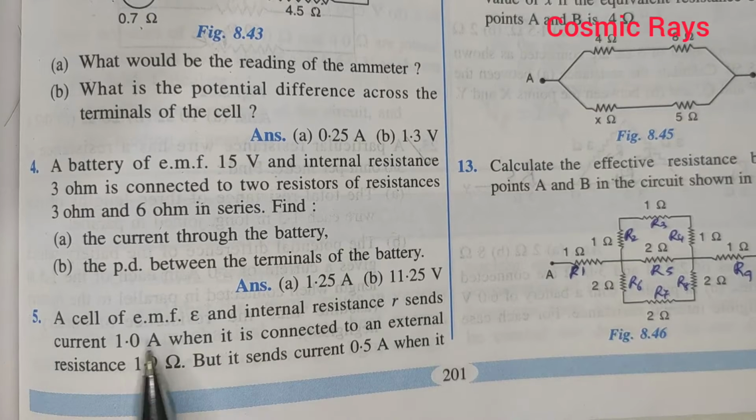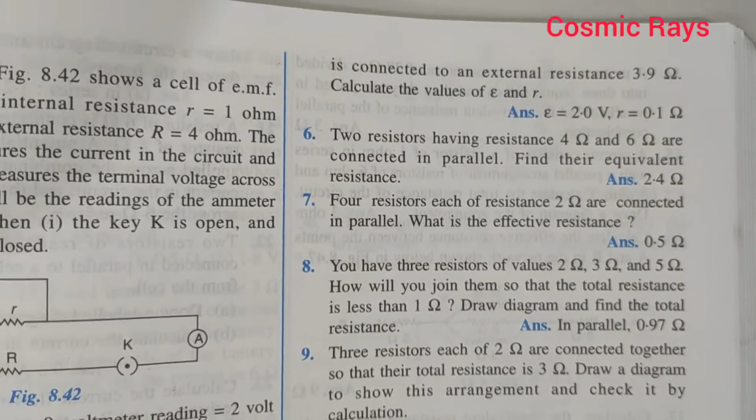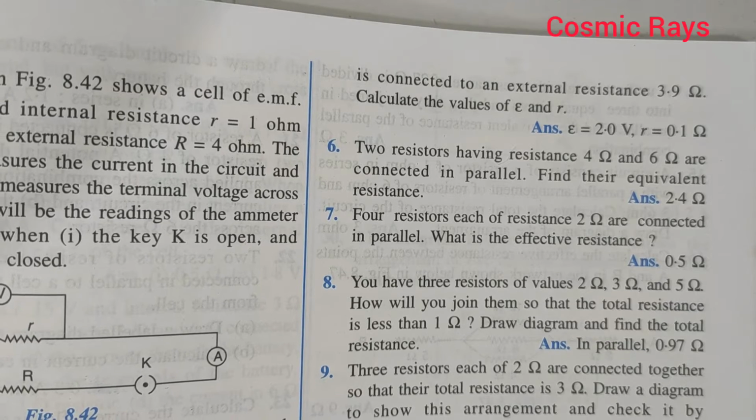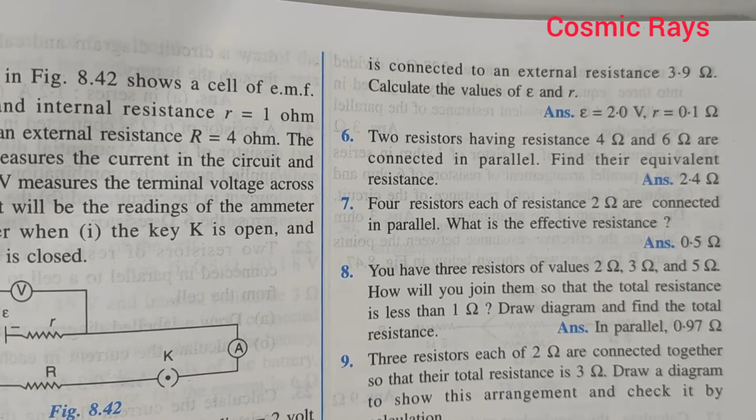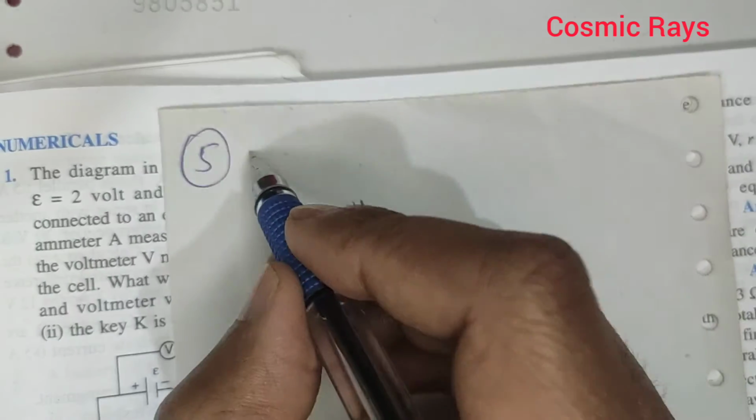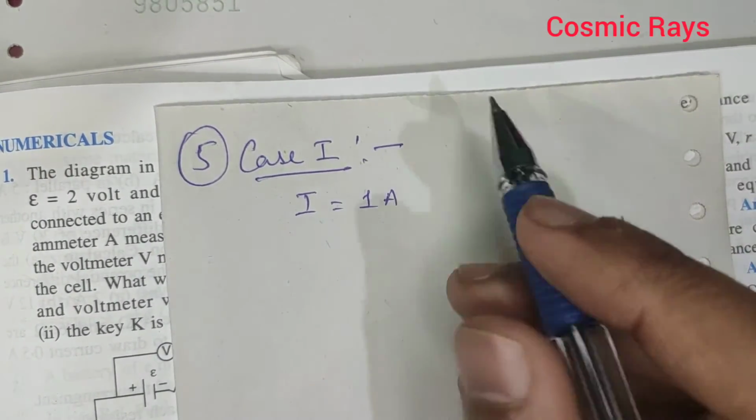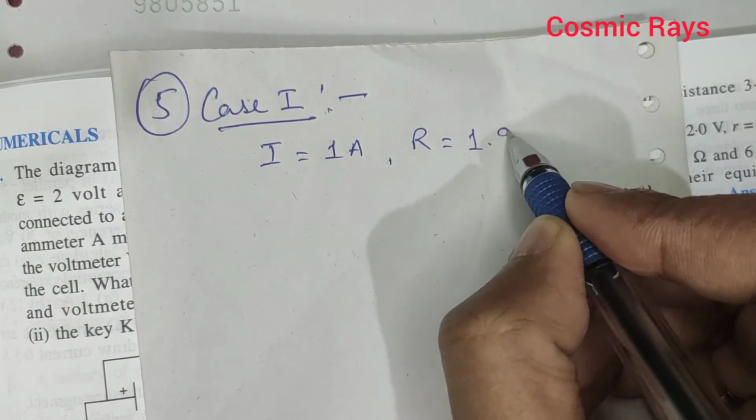Question number 5 says a cell of EMF E and internal resistance r sends current 1.0 ampere when it is connected to an external resistance 1.9 ohm, but it sends current 0.5 ampere when it is connected to an external resistance 3.9 ohms. Calculate the value of EMF and the internal resistance. So here, to calculate the value of EMF and internal resistance, we have two cases. Let's write them as case 1 and case 2. Case 1 is current is 1 ampere and when it is connected to an external resistance 1.9, so resistance is 1.9 ohms.